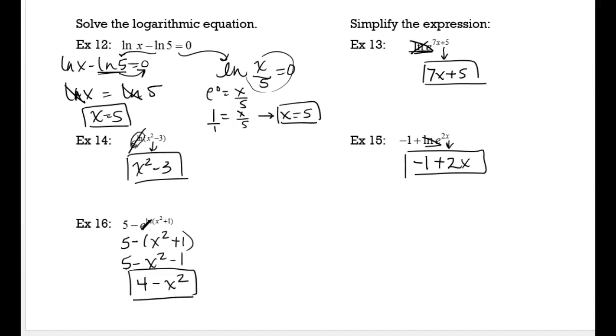All right? So that can get you started solving exponentials and logarithms. 4.4b has a bunch more examples, so we'll look at those tomorrow night.